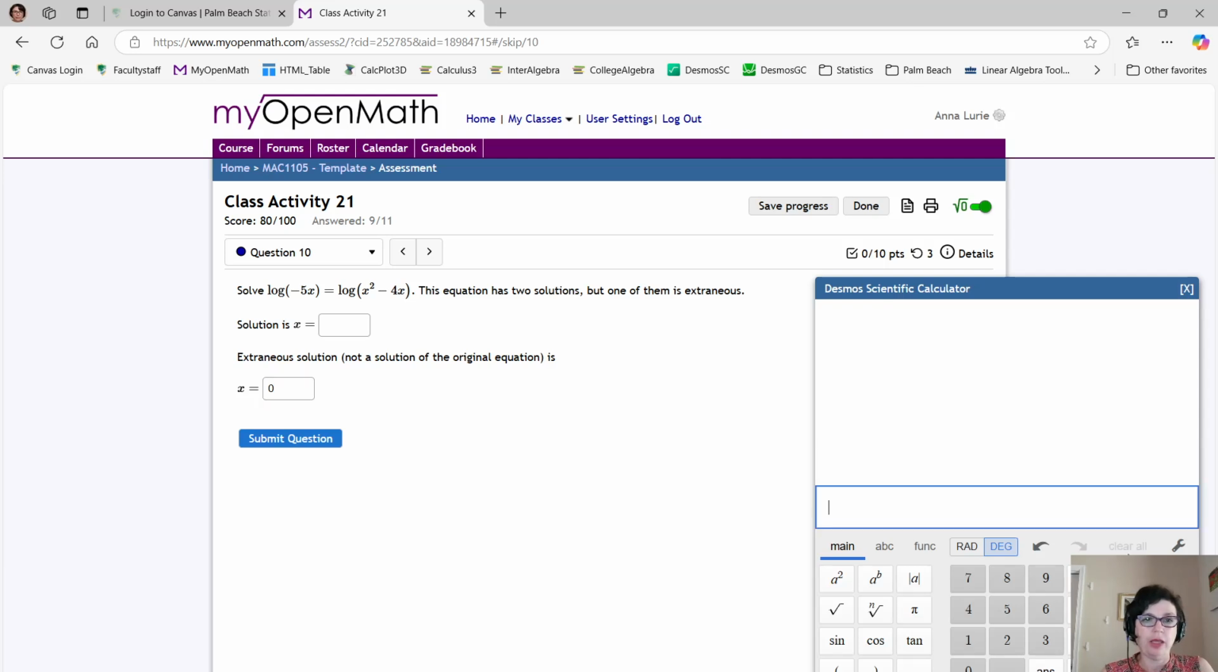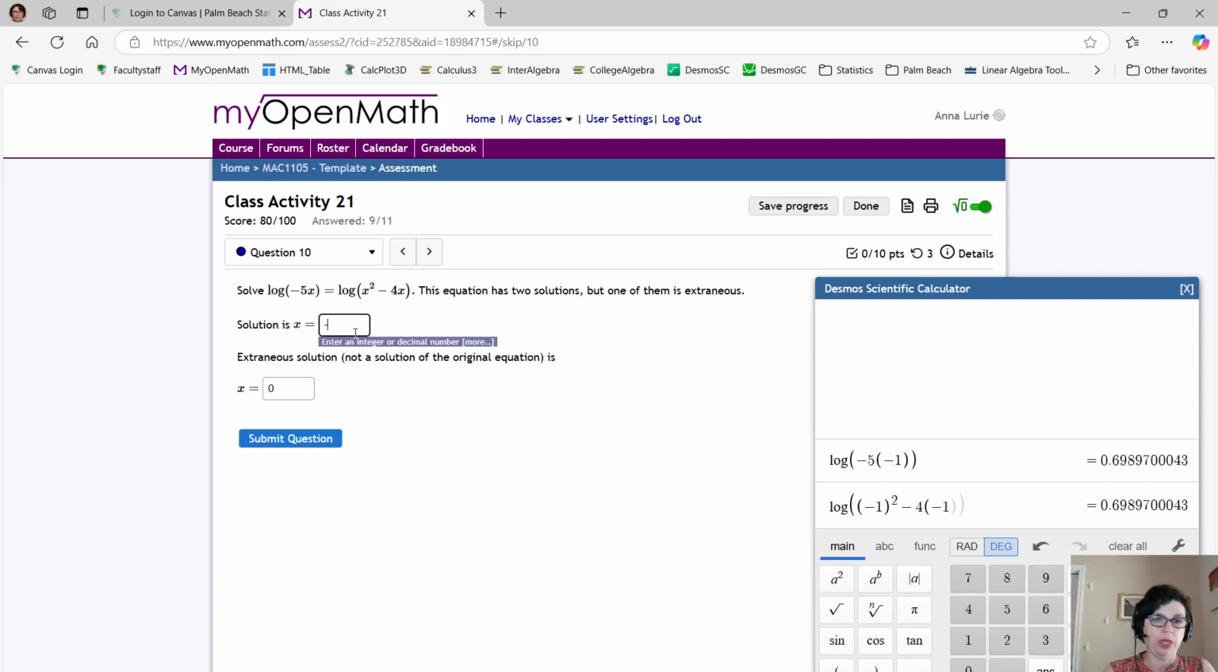Now let's try the other solution, which was negative 1. Let's see what happens if I plug negative 1 for x on the left-hand side. Well, this time it gives me something, so that's good. Now let's also plug it into the right-hand side. Just be careful when you plug in a negative number. Always put it in parentheses. So I am plugging negative 1 for x. And I can see that both sides are the same. So negative 1 would be the actual solution.